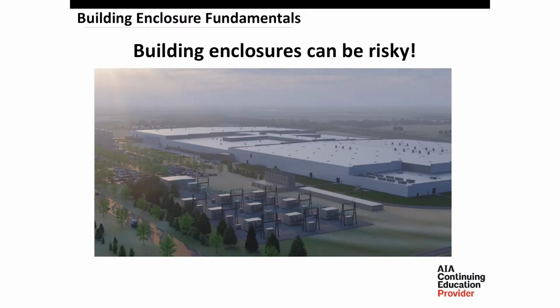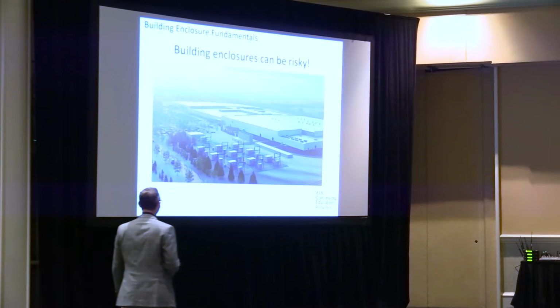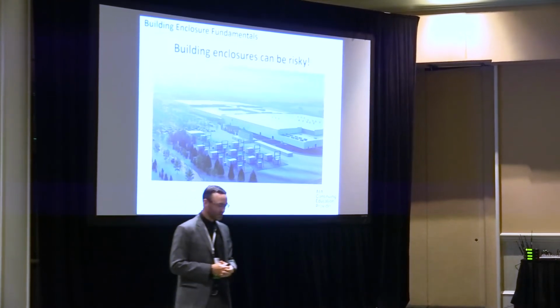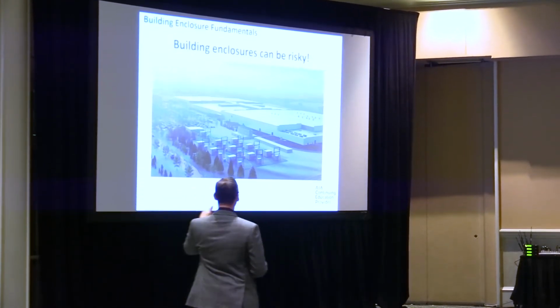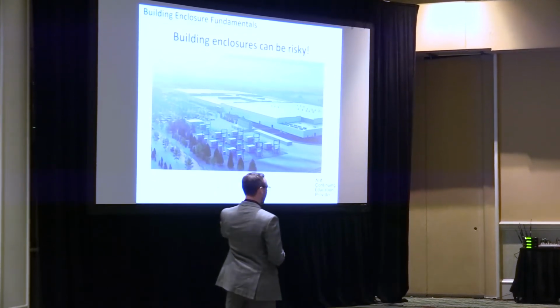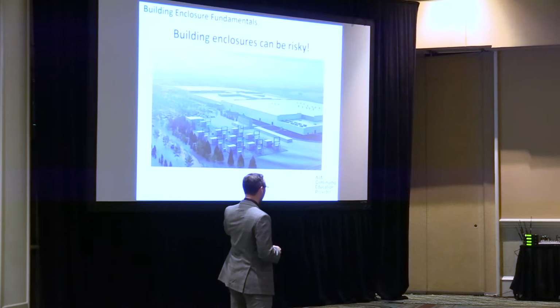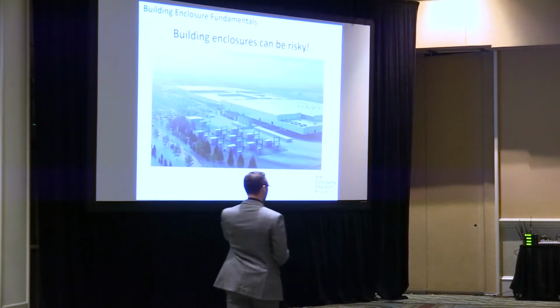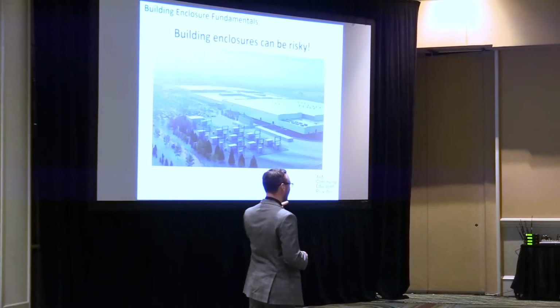So building enclosure is risky. These are big projects that we're all involved in. They're complex projects. This is a project that I'm involved in that's in Ohio. It is a very large manufacturing facility that I am doing building enclosure commissioning on. And we all sort of wish they were like this, but they are never like this. This one is pretty straightforward. As you can see, it's about 3 million square feet of a pretty big box.